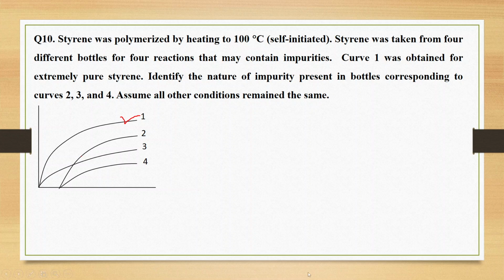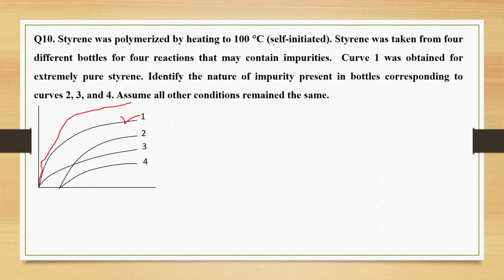Okay, someone asked how will be the graph in case of accelerator. So just the opposite of retarder. In case of retarder, you are reducing the rate of the reaction. In case of accelerator, you will increase the rate of the reaction. So that will be something like this. You will just increase the reaction.